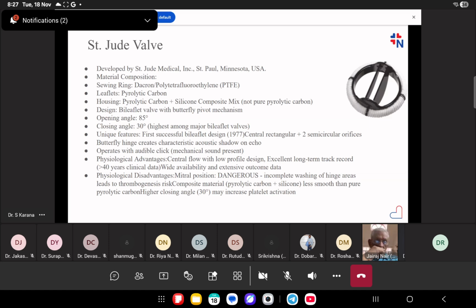Unique features: it was the first bileaflet design with 2 semicircular orifices. The butterfly hinge creates an acoustic shadow on the echo post-operatively. Physiological advantage: central flow with low profile design, good track record, and more than 40 years of clinical data. Physiological disadvantage: in mitral position, it has an incomplete washing, as you mentioned, sir. This leads to increased thrombogenesis risk.